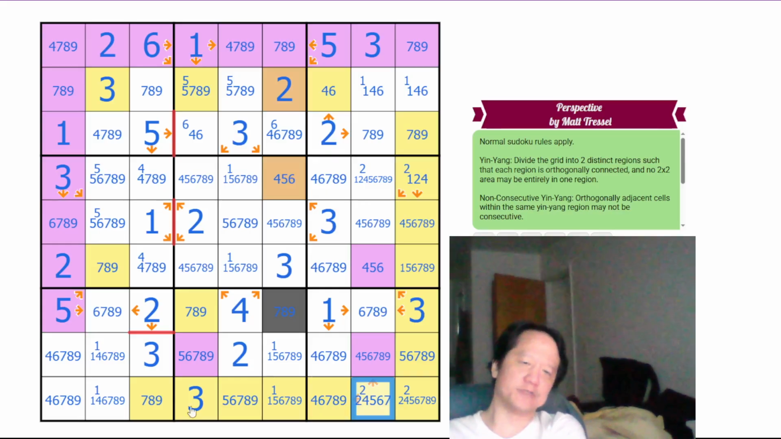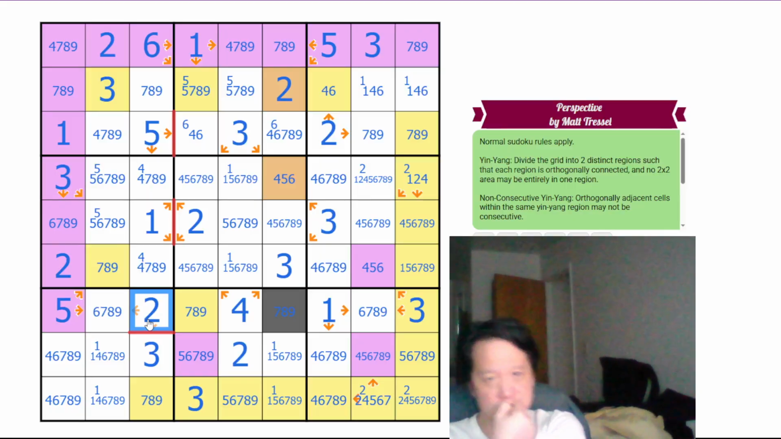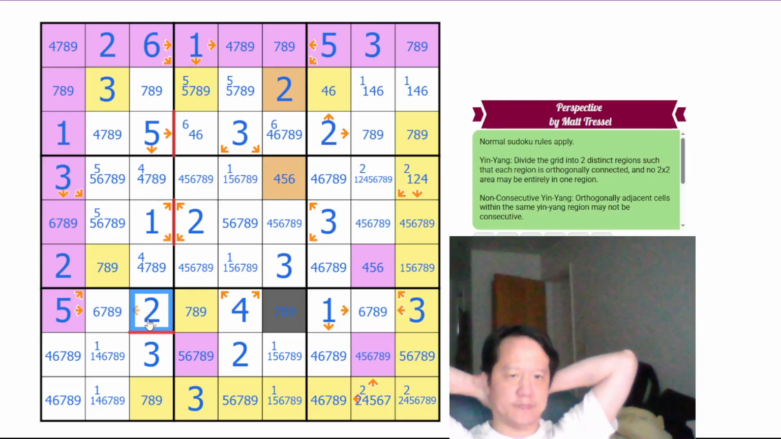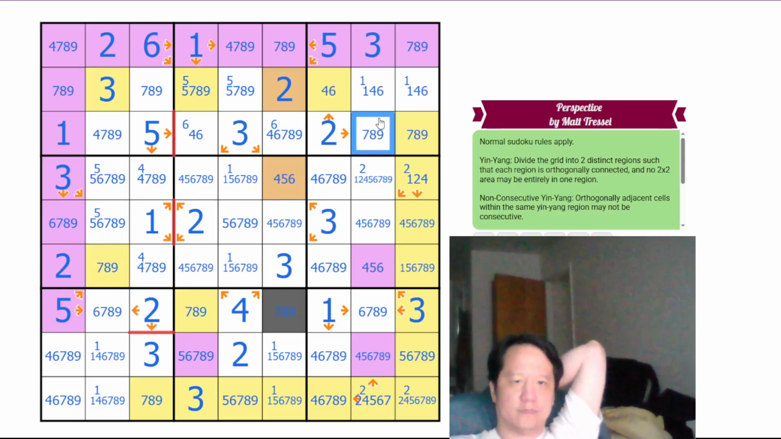How did I know this was 7, 8, or 9? Oh, because of the 2. That's why. These are different shadings. So if this is yellow, this is pink. If this is pink, this is yellow.